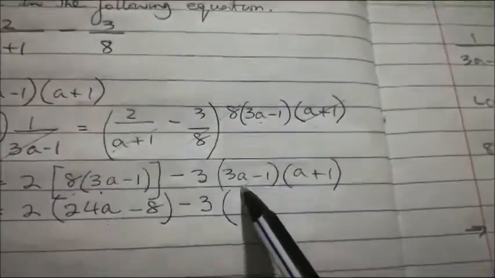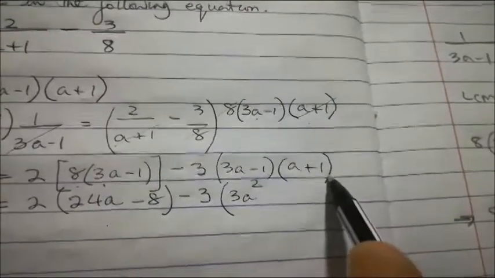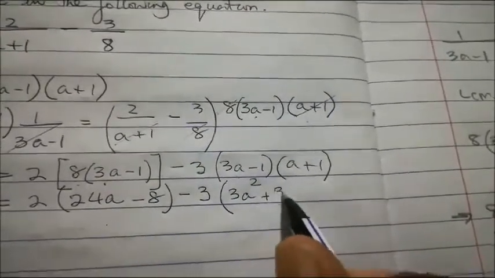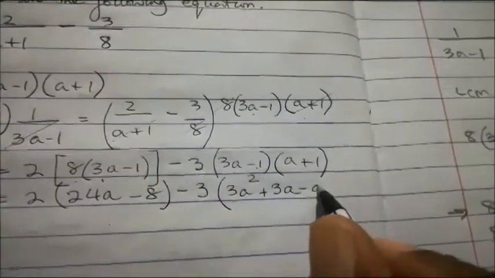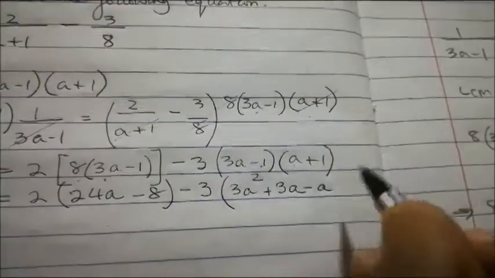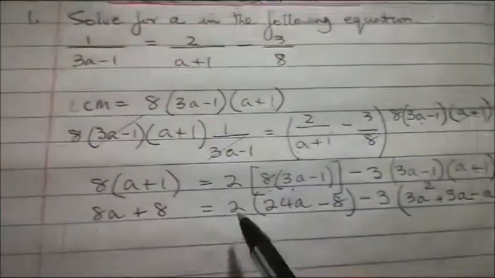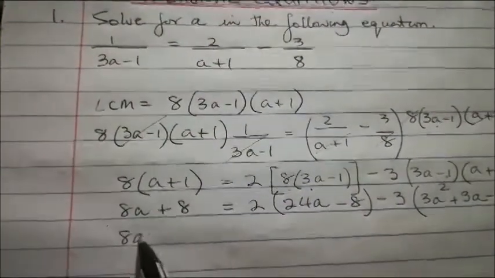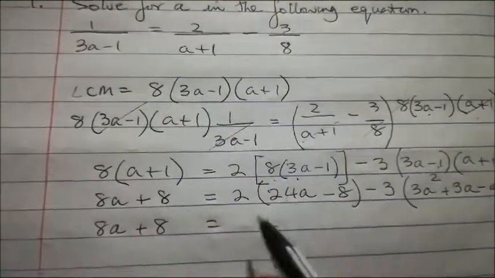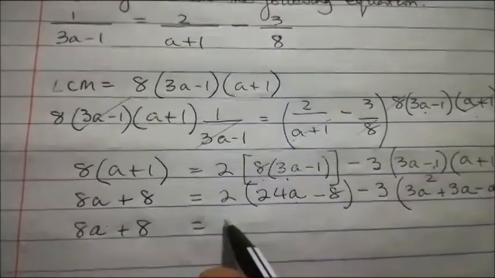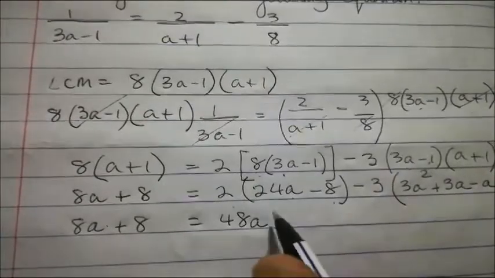So we're going to get 3a times a is 3a squared. 3a times a positive 1 is positive 3a. Negative 1 times a is a negative a. And a negative 1 times a positive 1 is a negative 1. We're going to continue. 8a plus 8 is going to be now equal to, we're going to now expand this now, right? So 2 times 24a is going to be 48a. And 2 times negative 8 is a negative 16.